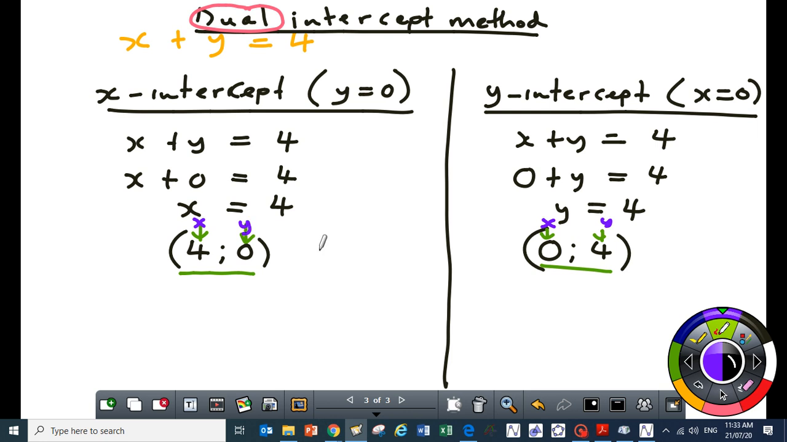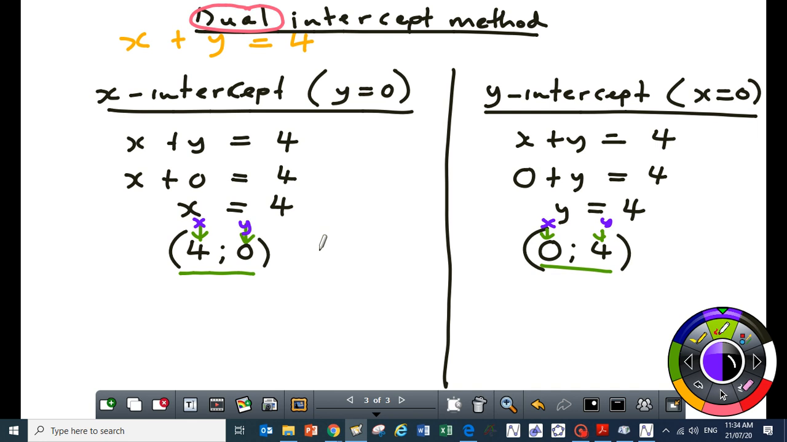All straight lines pass through an x-intercept and a y-intercept. That's why we can use the dual intercept method to sketch or draw a graph of a linear function. All you have to do is determine your x-intercept, determine your y-intercept, and then locate those values on the graph. For our question, our x is 4, our y is 4. What that means is the straight line x plus y equal to 4 is going to pass through a point on the x-axis where x is 4 and on the y-axis where y is equal to 4.